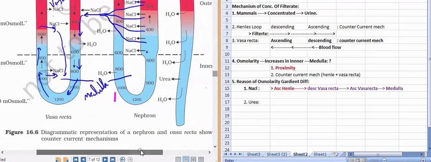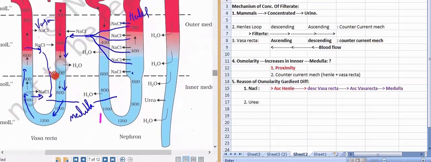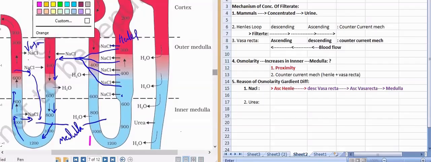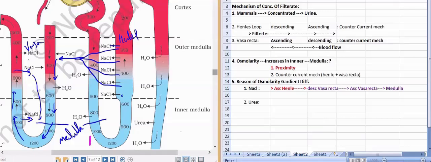See here what's happening. I'll take a color. This is urea. It is entering from the collecting duct, from this it is entering to here. From there it is entering Henle's, not somewhere else. This is not the vessel, the blood will not enter. This is the blood vessel.